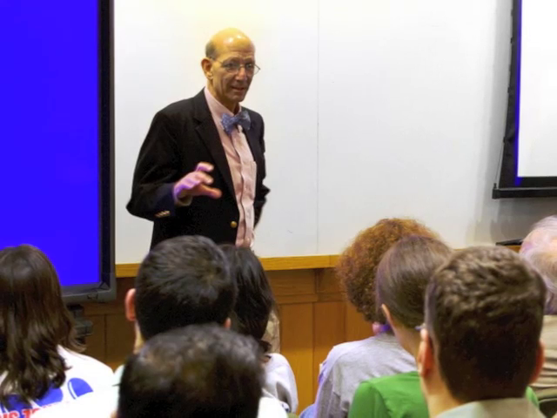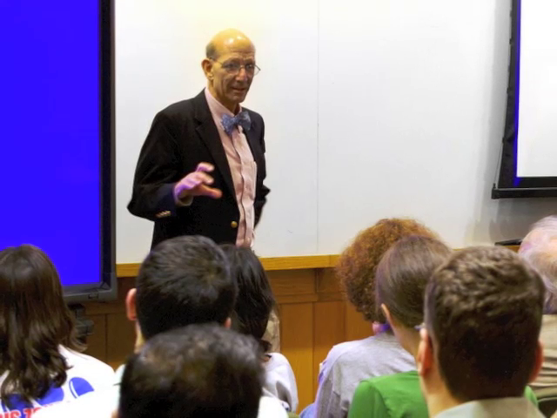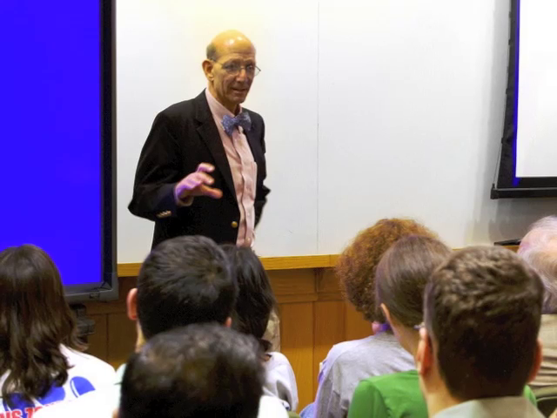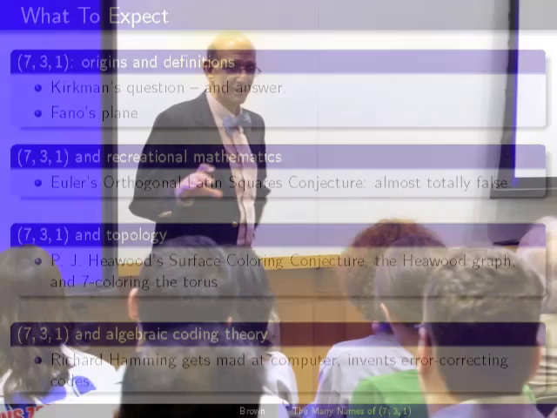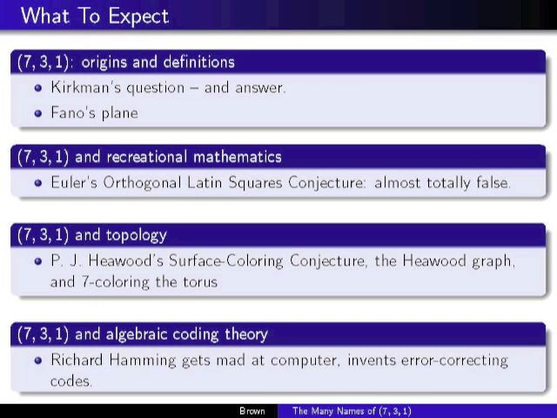So what do you expect? Well, the origin of this object came from a question that was asked by a fellow named Thomas Kirkman. Now, he knew the answer already, like a good teacher, or maybe a good lawyer. And we'll see another origin in geometry with a man named Gino Fano and a particular projective plane, a way of arranging points and lines. Then we come to Euler. The people along the way are so fascinating.